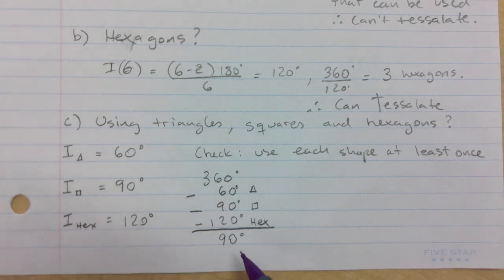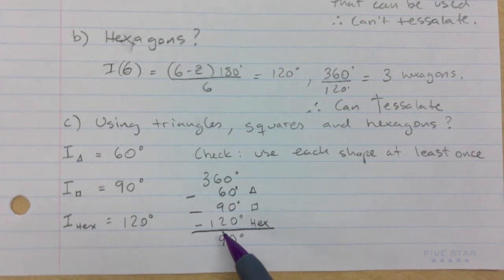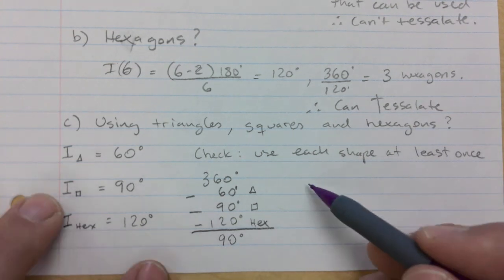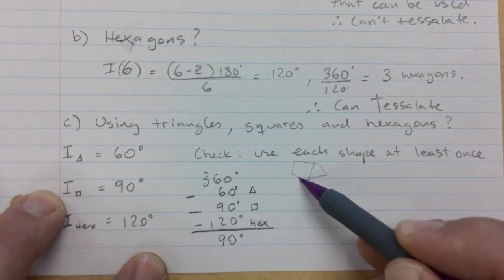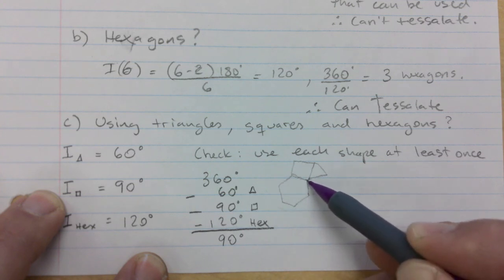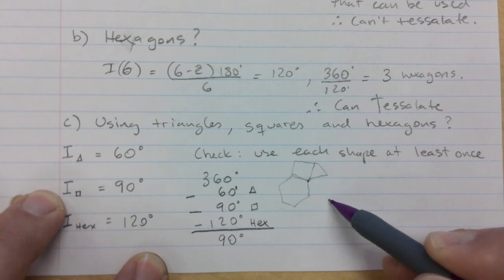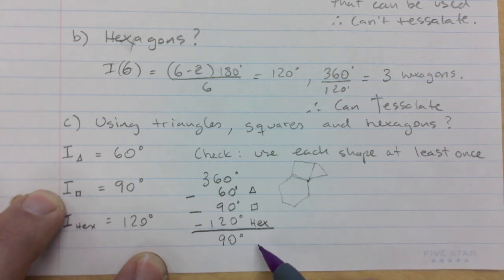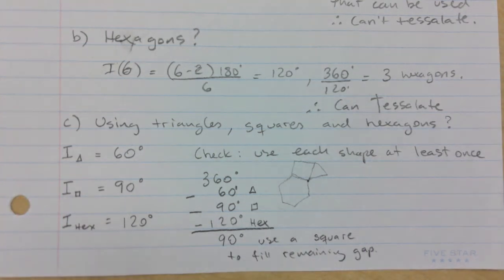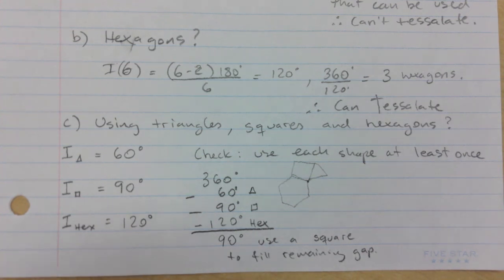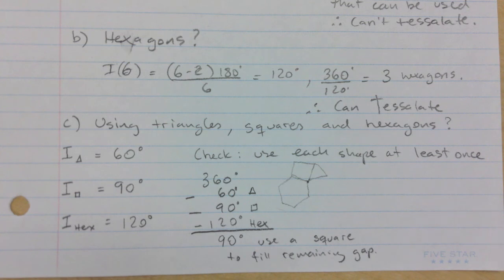So which other shape can you use to fill in that remaining gap? Basically what you're doing is, I'm going to try this. You have a triangle here, you have a square here, use the hexagon there. So what can you still use here? According to the degrees here, you can use a square to fill the remaining gap. Sometimes I can't cover every single scenario, but you might be able to use a square and a triangle to fill that remaining gap. Who knows. So you have to keep subtracting from what's left until you have zero. That is the key here.